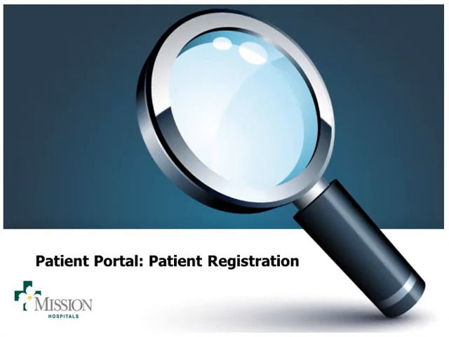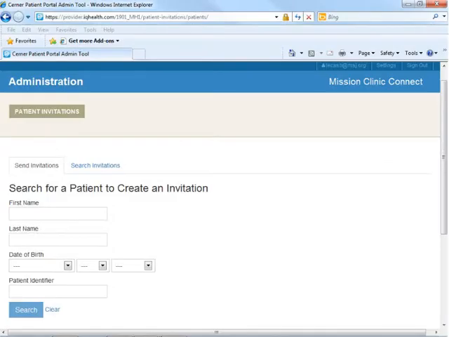For a patient to gain access to the portal, they will need to register for their access. It will be the responsibility of the office staff to ask the patient if they are interested in joining the portal. If interested, the staff will access Cerner's provider tool, where they will search for the patient and extend an invitation by sending it to the patient's preferred email address.